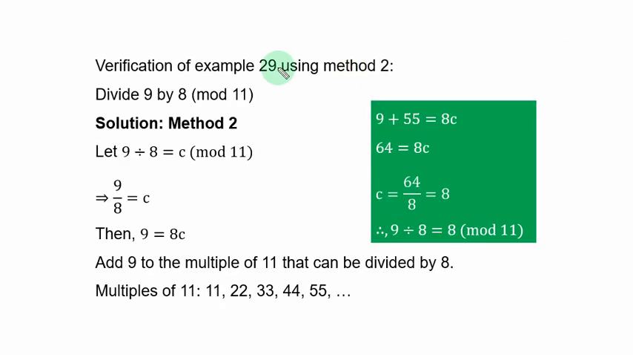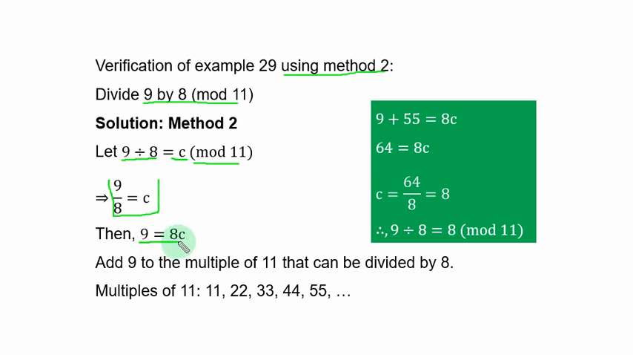Verification of example 29 using method 2. That example is divide 9 by 8 modulo 11. So you let 9 divided by 8 equal to c. c is the unique element, that is the remainder in modulo 11. So you need to get c. So we equate 9 divided by 8 equal to c, the remainder, and when you clear the fractions, that is multiply through by 8, you have 9 equal to 8c.